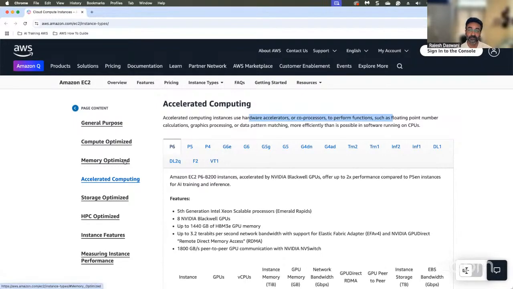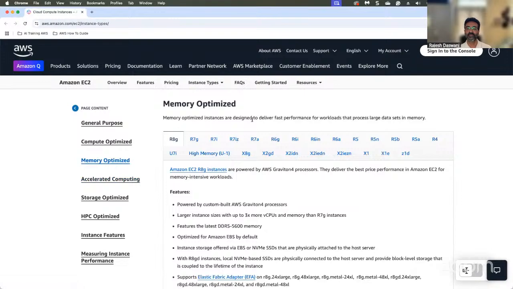Or for instance, would you select memory optimized with what scenario? Well, where you need to deliver fast performance for workloads that process large data sets in memory. Okay, so that might be a use case for using memory optimized. Regardless, you're not going to get too many complicated questions around this area, but it's a good point to remember for your real world use cases that there are these different families.